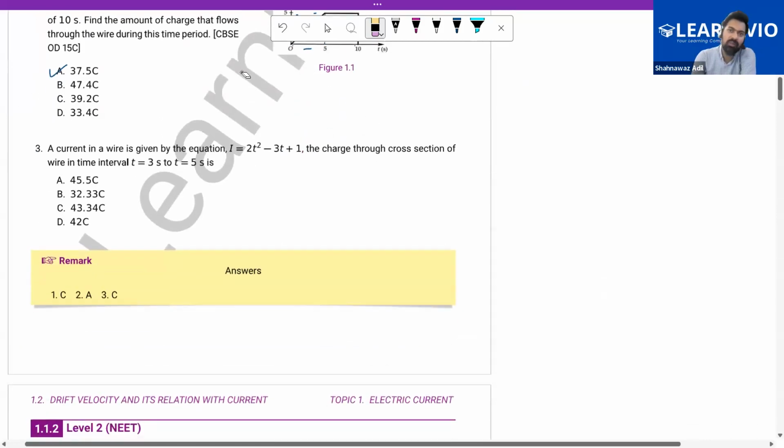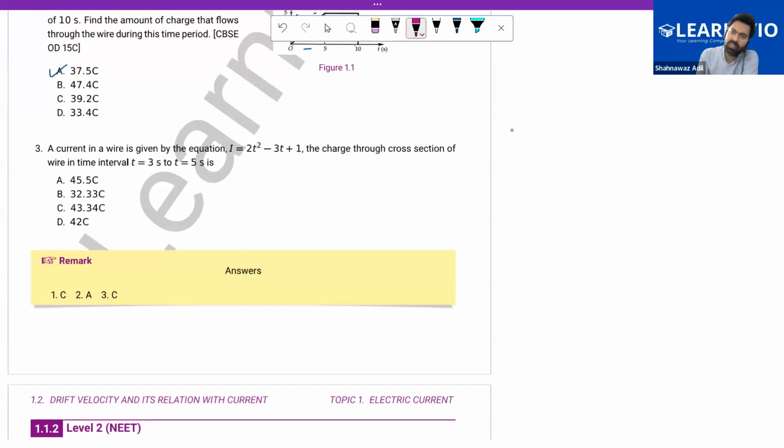So what is given? We are given the current as a function of time. This current is the instantaneous current. Now we have to find out the charge through the cross section of the wire in the time interval 3 to 5 seconds. So this is what we have to find.